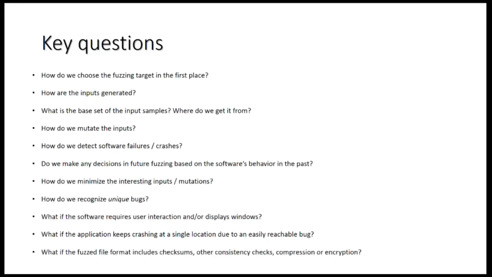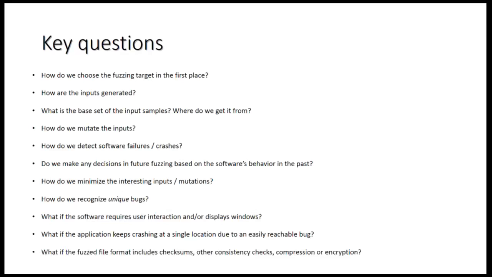Of course, this is still very simple. But while the general scheme is very easy, it's easy to learn but harder to master. If we try to dig deep into how to fuzz effectively, we have several questions that we have to answer. You have to think about how we choose the fuzzing target in the first place, how we generate the inputs, where we take them from if we have some base corpus, how we mutate them, and there is a huge list of things that we actually have to consider.